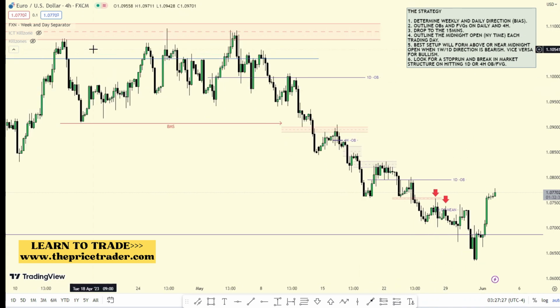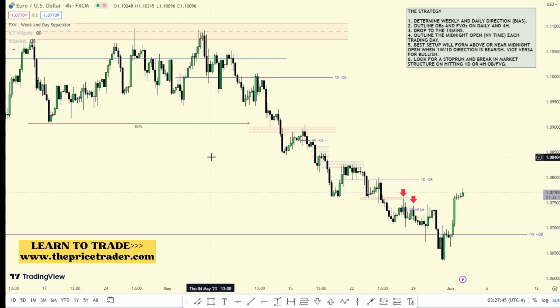And then I also have an indicator here. You can also go to your TradingView and look for this indicator. It's called FXN, week and day separator. So when you drop to the 15 minutes, you'll see exactly how that indicator looks like. So basically those are the tools that we're going to use.